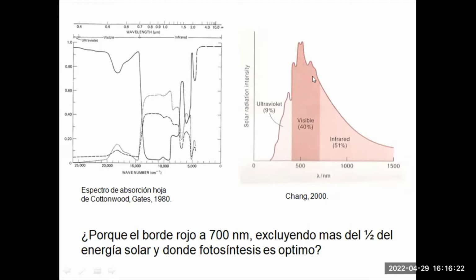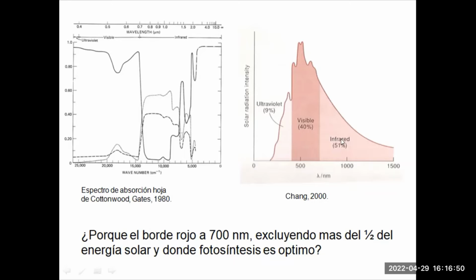But you can see in this spectrum, this is the spectrum of the sunlight arriving at Earth's surface today. You see that at 700 nanometers, we're missing about 51% of the sunlight. 51% of the sunlight is not being used by the plants. It's not being absorbed, it's being reflected. So that's a lot of free energy which is just being reflected.